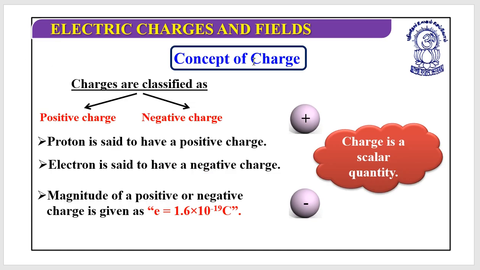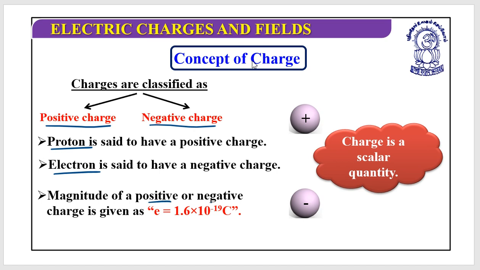So let us begin with a certain more detail of the concept of charge. Two kinds of charges would be there. You know that. One is the positive charge, another is the negative charge. Which one is said to be a positive charge? By convention, we have decided that the proton is said to have a positive charge and the electron is said to have a negative charge. So the charge of a proton would be considered positive, and the charge of an electron would be considered negative.